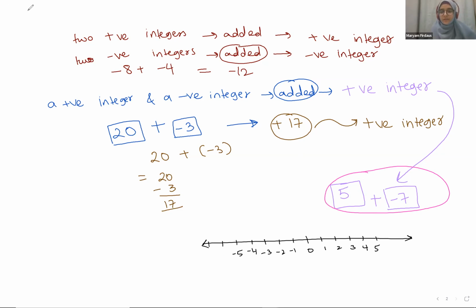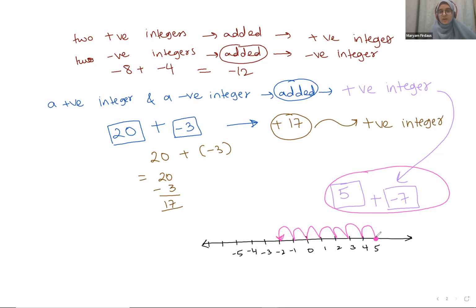I have 5. I have to start from here. Now I have to move how many units and in which direction? You have to move 7 units to the left. Okay, 7 units to the left. Let's do that together now. 1, 2, 3, 4, 5, 6, and 7.